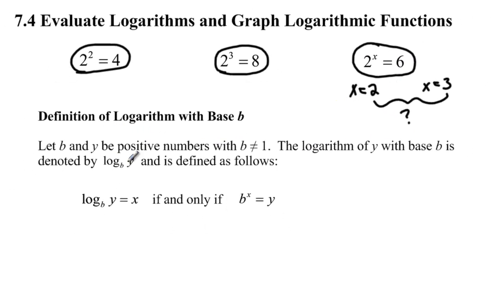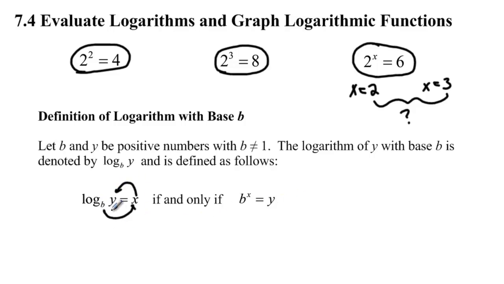So the definition of a logarithm is: if we let b and y be positive numbers with b not equal to 1, the logarithm of y with base b is denoted by log base b of y and is defined as follows. Log base b of y equals x if and only if b to the x equals y. And so here's our base of our exponent. There's our exponent, and that's what it's equal to.